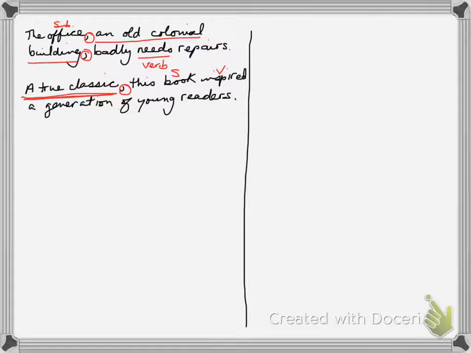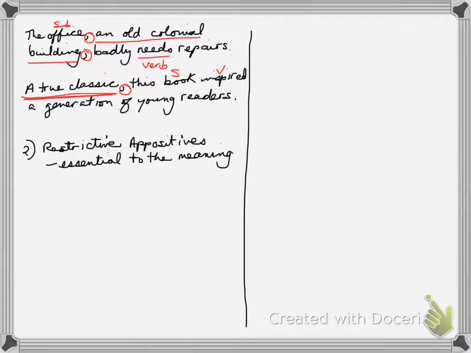Now, what do we mean when we're talking about restrictive appositives, the second type of appositive? A restrictive appositive is essential to the meaning of a sentence. These are known as restrictive appositives. And they are not set apart by commas. No comma. Most commonly, these are proper nouns that rename a common noun, though appositive noun phrases can occasionally be restrictive too.